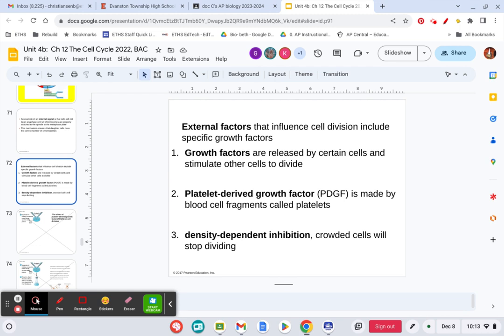Platelet-derived growth factor is another one. And these are made by parts of your blood called platelets. Anybody know what platelets are used in?